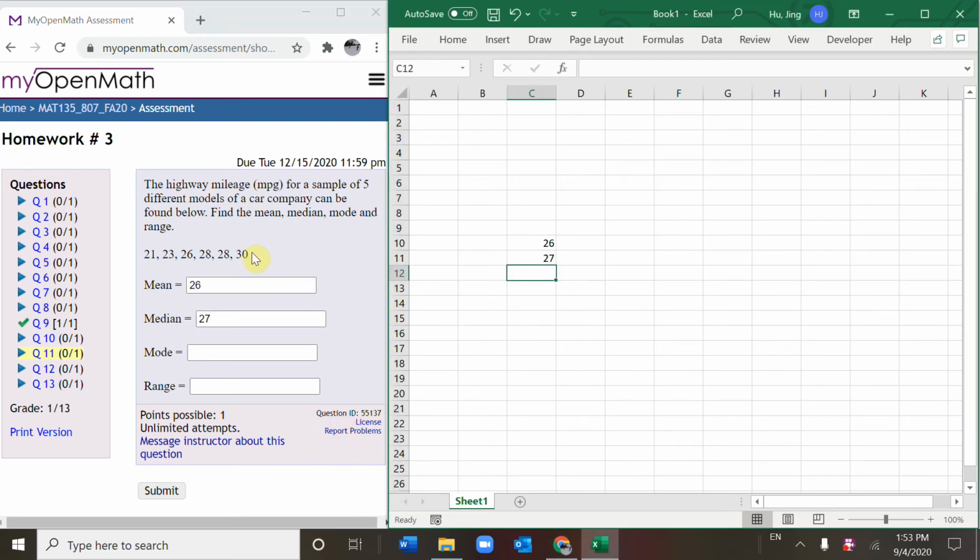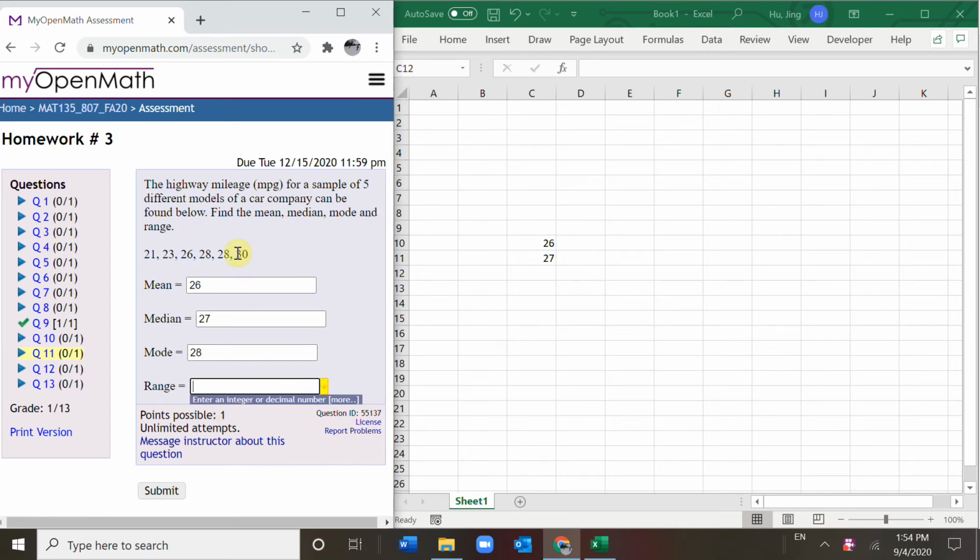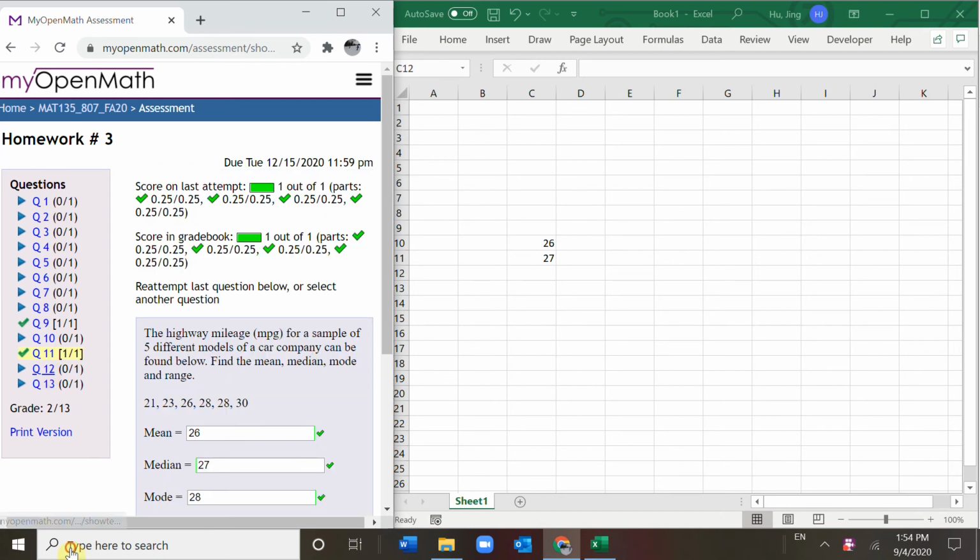Suppose I add one more number after the 30, say I add 31. We have a total of 7 numbers. So 7 is odd. Then this 28 is the median, right in the middle, 3 numbers in front and 3 after, because I add another number bigger than the 30. And the mode, you see 28 happens 2 times. The range we know is maximum minus minimum, the biggest number minus the smallest number. So it is 9.